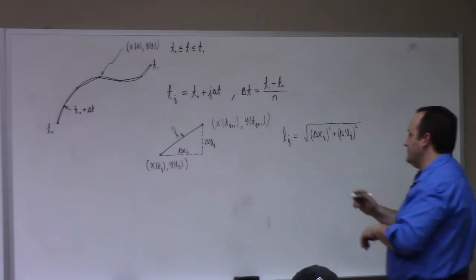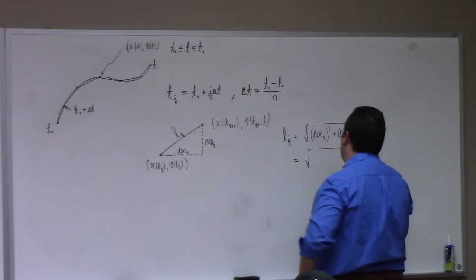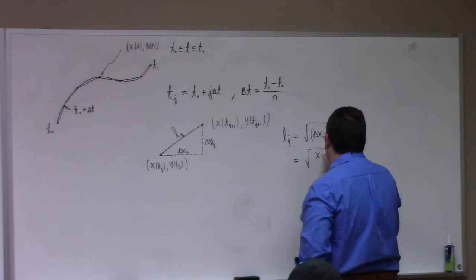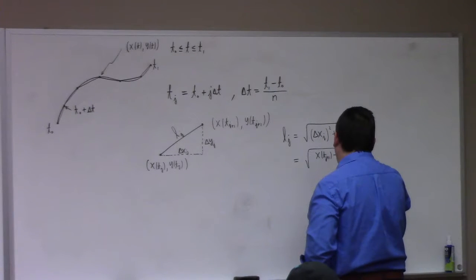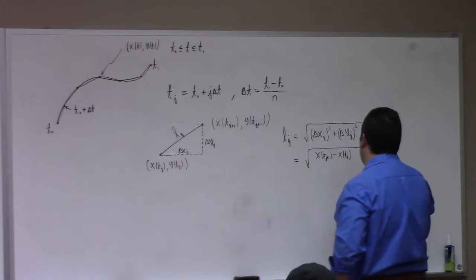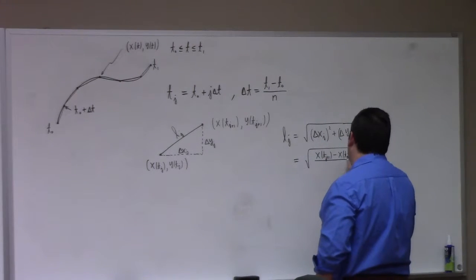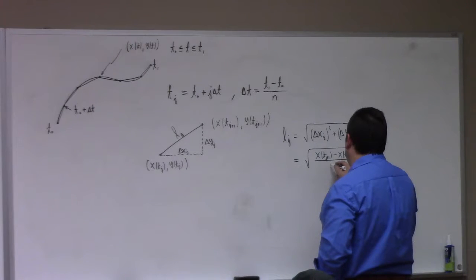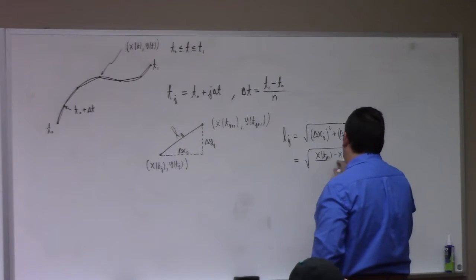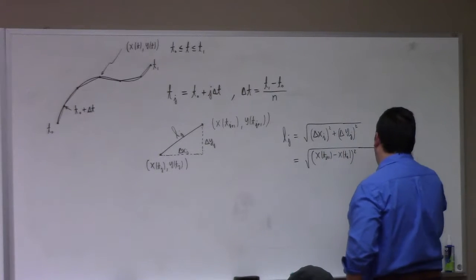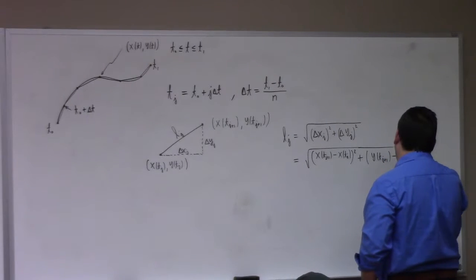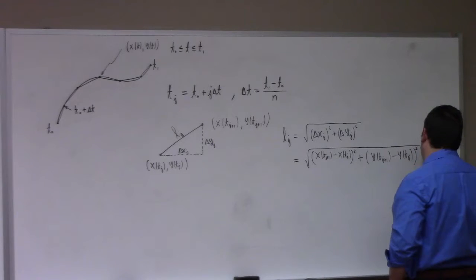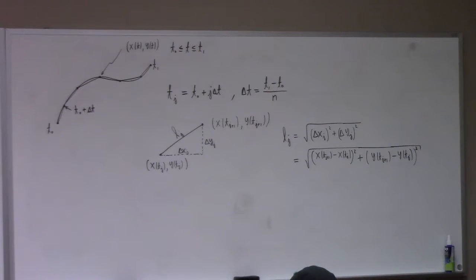But that is equal to the square root of what? Of x of t sub j plus 1 minus x of t sub j, that quantity squared, plus y of t sub j plus 1 minus y of t sub j, that quantity squared, right? This is just an expression for the length of the jth line segment approximating the length of the curve.